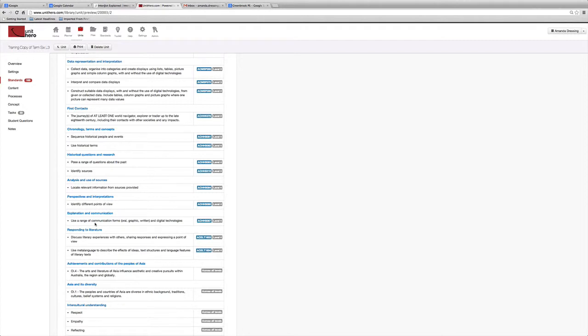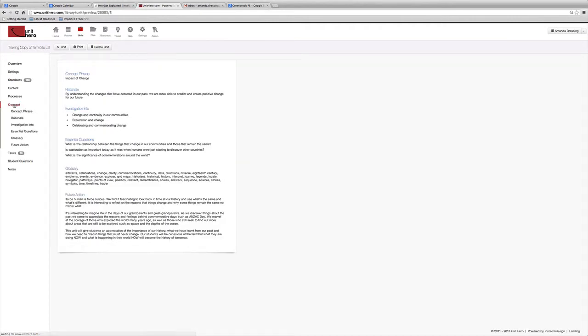The next place that you go to is here, the concept phase. By having a look at the concept phase, it gives you the big picture overview of what the unit is about and where it's going. So when you're talking about best unit design, you should have an overarching idea, and that's the concept phase.